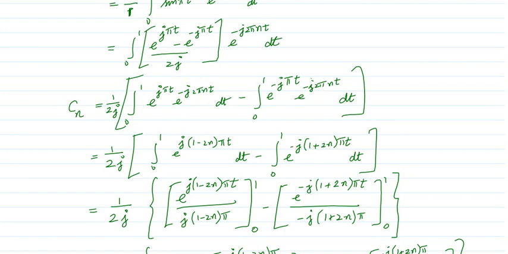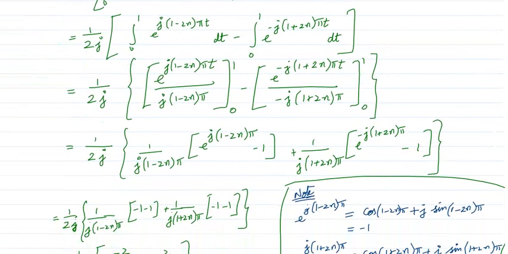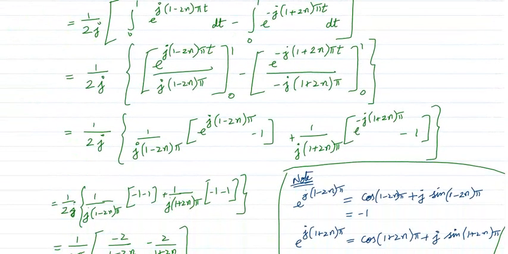Now integrating this term, e power j (1 minus 2n) pi t, e power at becomes e power at divided by a, so this is your a. Similarly I integrate the other term and get this. Substitute the upper and lower limits. For the upper limit, t is 1. Then the lower limit is 0. If I put 0, this term becomes 1. Similarly for the other term, substitute the upper limit t equals 1, and for the lower limit, e power 0 is 1.